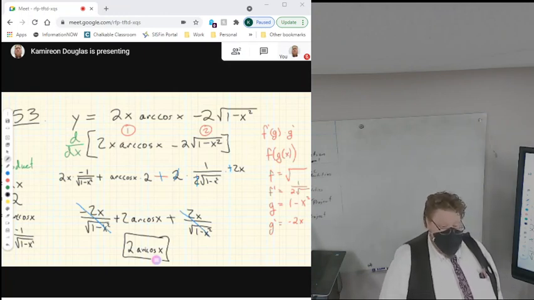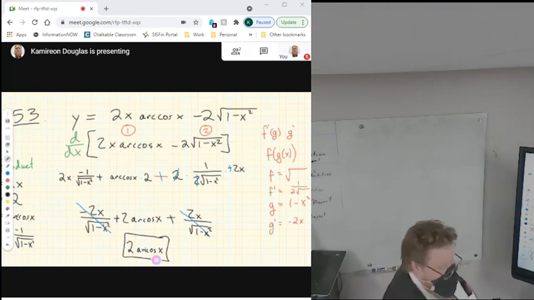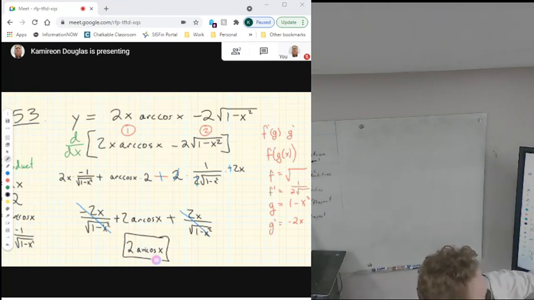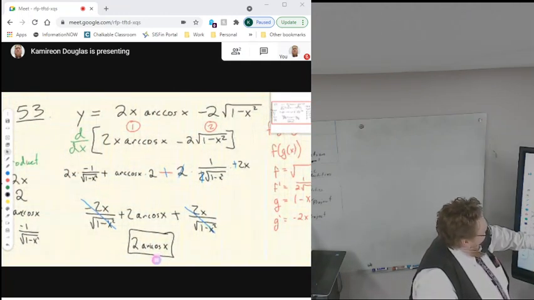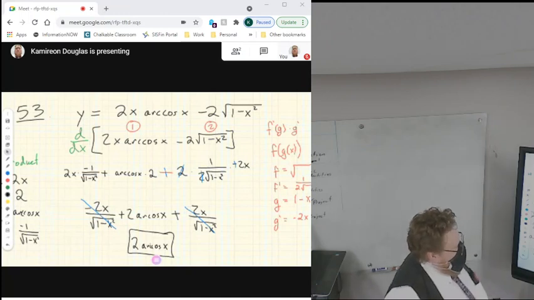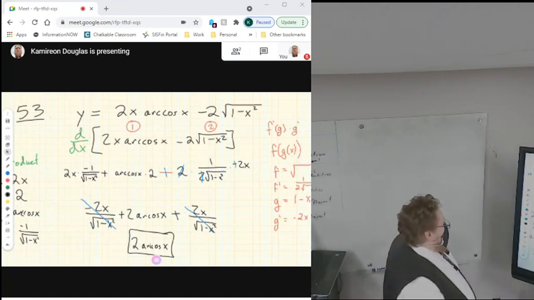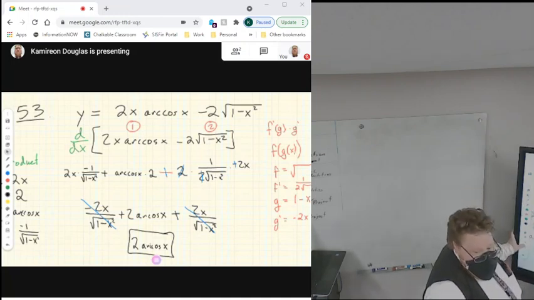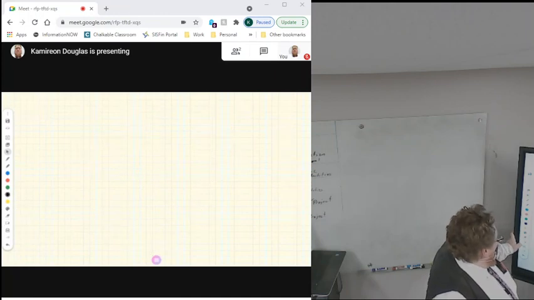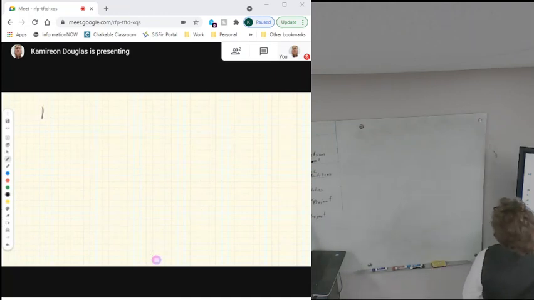Any other questions? 17 on 5.7. Would you mind taking a picture of it? Yeah, just in case. I mean, it's in the video, but you know. And feel free to share that to the Google Classroom. All right, Michael. What's number 17 say from section 5.7? Integral of x cubed over x squared plus 1.